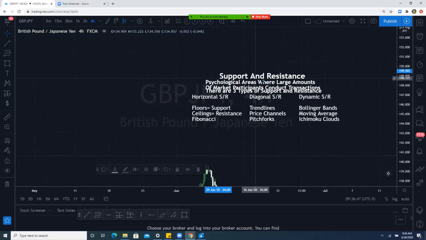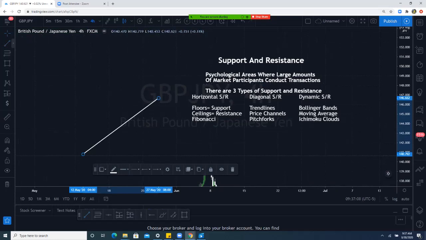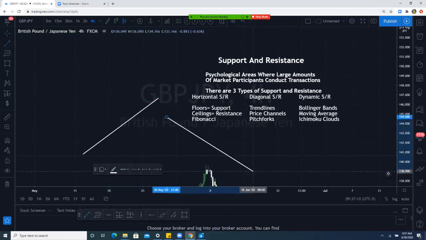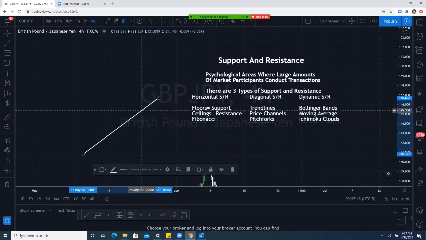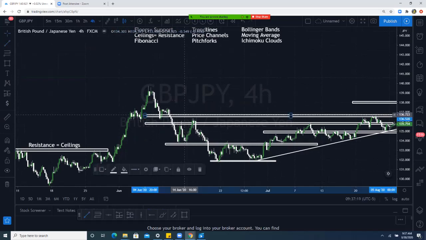The second type of support resistance is going to be diagonal support and resistance. So the diagonal support and resistance is going to consist of trend lines, it's going to be price channels, there's going to be pitchforks. Those are going to be the main three diagonal support and resistance. So basically your uptrend is going to look like that diagonally, and your downtrend is going to look like that for trend lines. So let's look at some examples of the two. Delete these out.